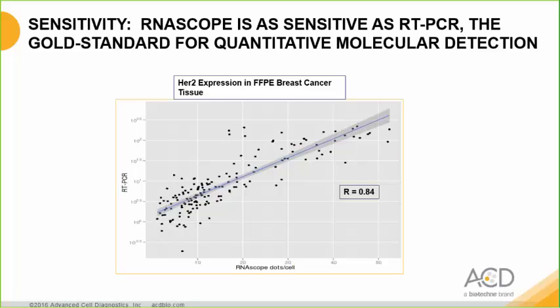In fact, RNAscope is as sensitive as RT-PCR. In experiments looking at HER2 expression in formalin-fixed paraffin-embedded tissue, the number of dots per cell with RNAscope was highly correlated with transcript levels from RT-PCR.